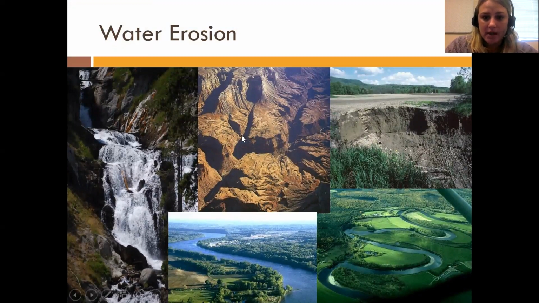So you can kind of see a great example is going to be things like canyons, the Grand Canyon. Now, obviously, these occur over millions of years, but there are other examples of where water can erode something very quickly.